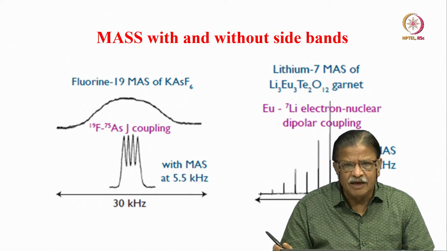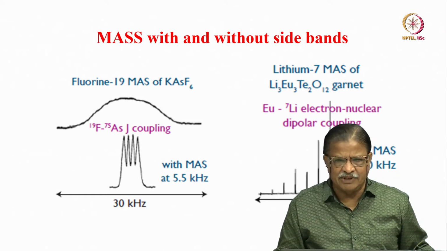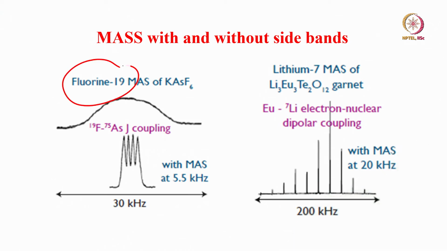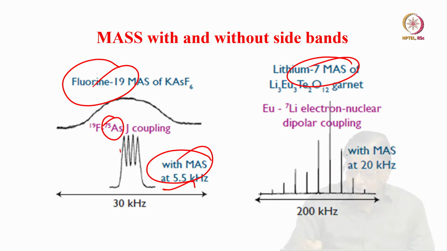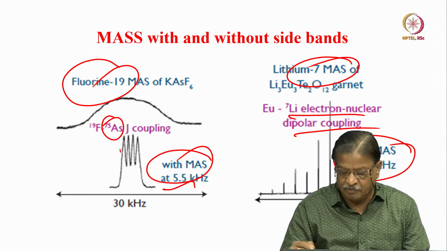Okay. Next, this is the spectrum of a sample, just for understanding purposes I am showing you. This is a fluorine-19 magic angle spinning spectrum of KAsF6. With magic angle spinning at 5.5 kilohertz, you get 4 peaks. Here you get fluorine-19 couplings with arsenic also. This is lithium-7 magic angle spinning, and you see spinning at 20 kilohertz, lots of side bands, you are going to see sharp peaks.